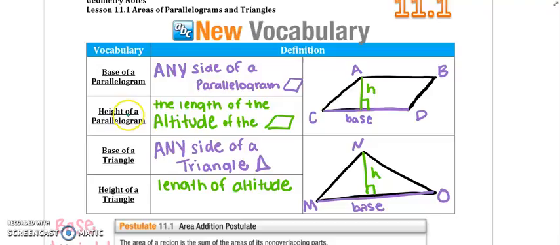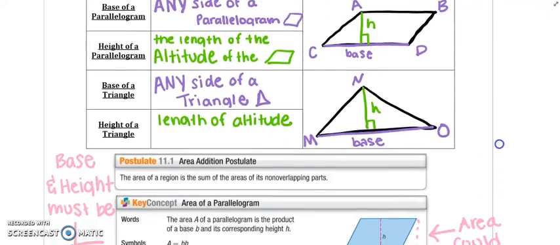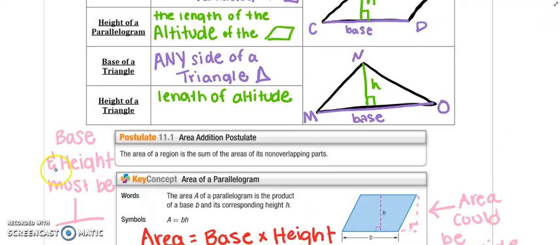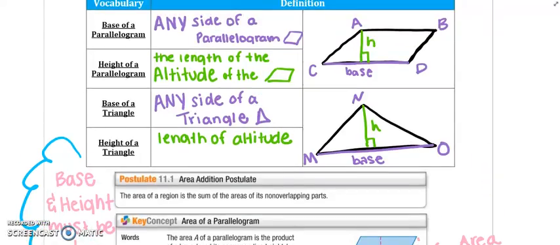The height, we know another word for height is altitude, which remember is that perpendicular line from the vertex. And the most important part here is that base and height must be perpendicular. So it doesn't matter which one you choose your base to be, but your height has to be perpendicular to that. So just be careful, that's really the main factor here.